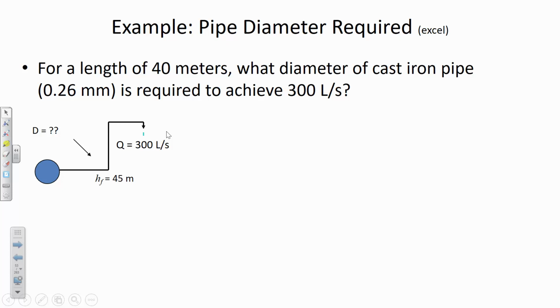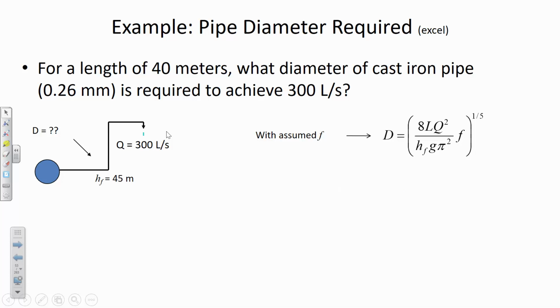All right, so we're going to go through the process of finding out what diameter is required to achieve 300 liters per second. Now we start off with a guess of the F value, and let's go through this manually one time. Then we'll move it over to Excel just to illustrate how we can automate this process and make it a lot easier.